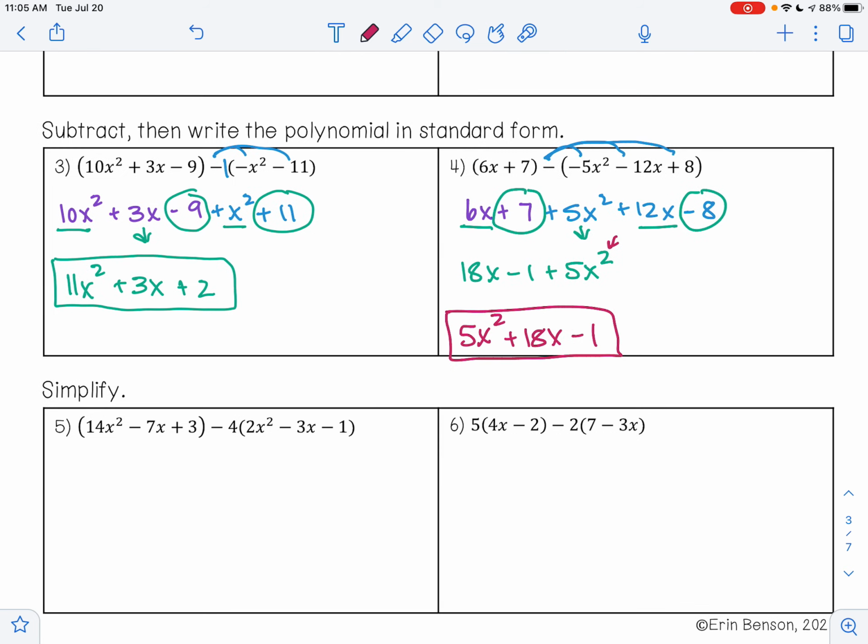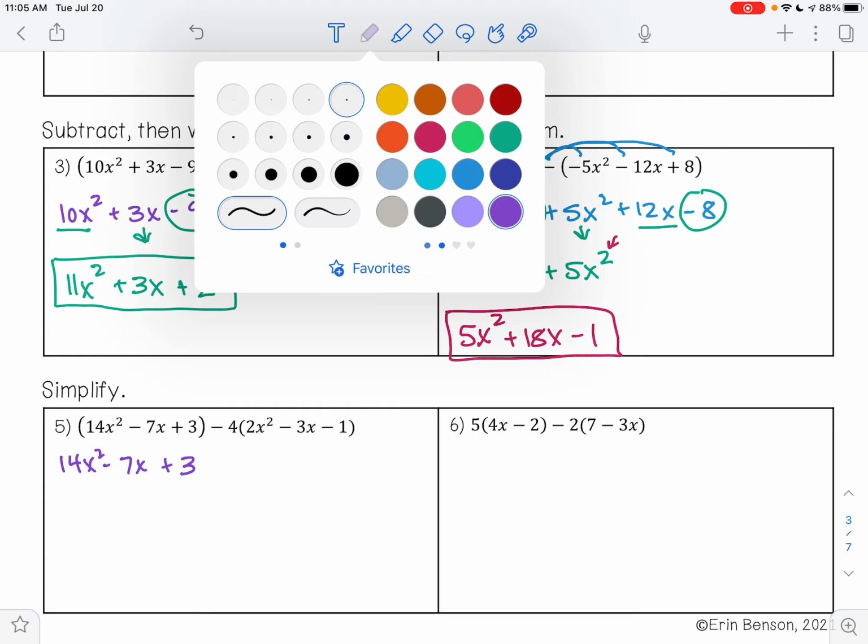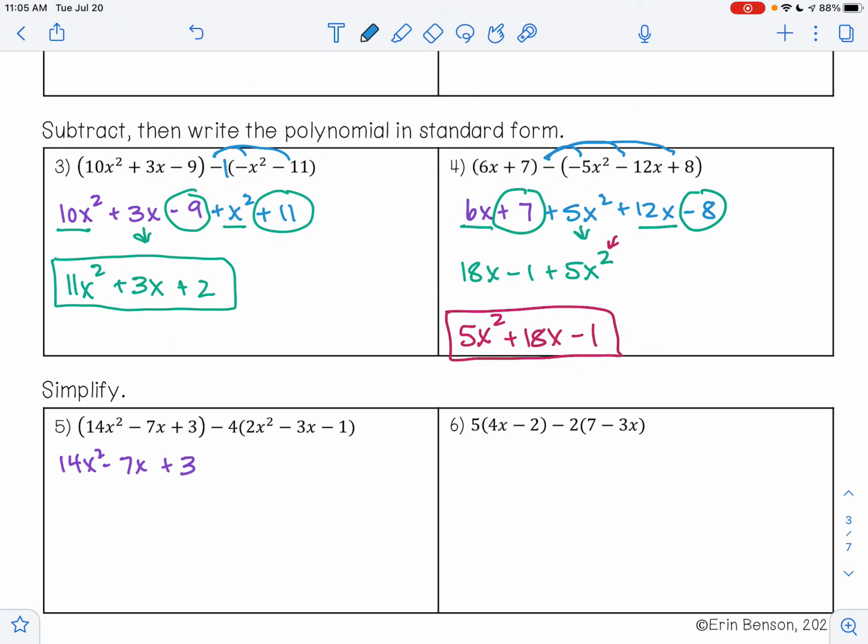For these last two problems, we're going to do the same exact process that we've been doing for this entire sheet. For my first set of parentheses, there's nothing to distribute. So I'm just going to go ahead and bring down those terms inside of those parentheses. For my second set of parentheses, instead of having a negative 1, I now have a negative 4. You do the same process of distributing to each term, but instead of multiplying by negative 1, now we're going to multiply by negative 4.